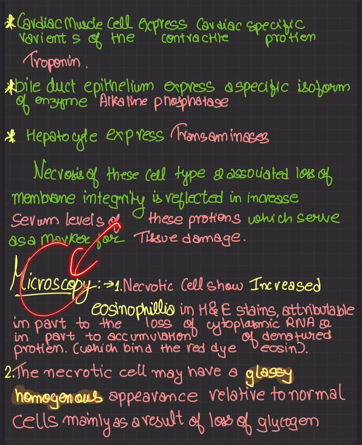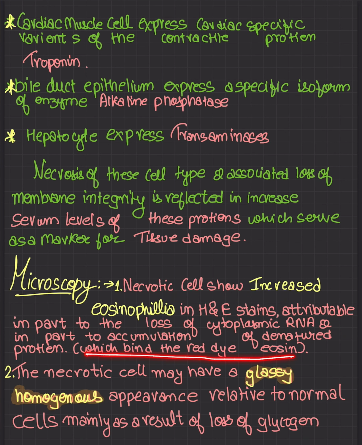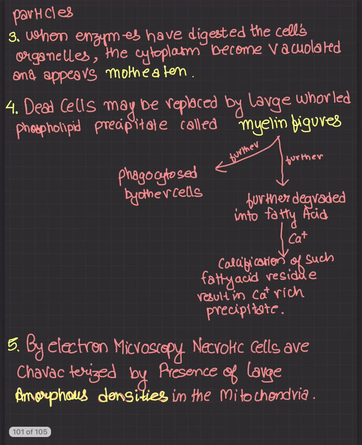Now let's talk about microscopy. In microscopy, we can write: necrotic cells show increased eosinophilia in H&E stains, attributable in part to the loss of cytoplasmic RNA and in part to the accumulation of denatured protein, which binds to the red dye eosin. The necrotic cells may have a glassy, homogeneous appearance relative to the normal cell, mainly as a result of loss of glycogen particles. When the enzymes have digested the cell organelles, the cytoplasm becomes vacuolated and appears moth-eaten.